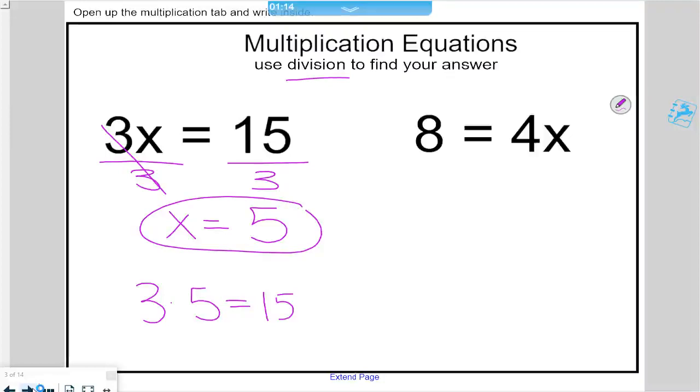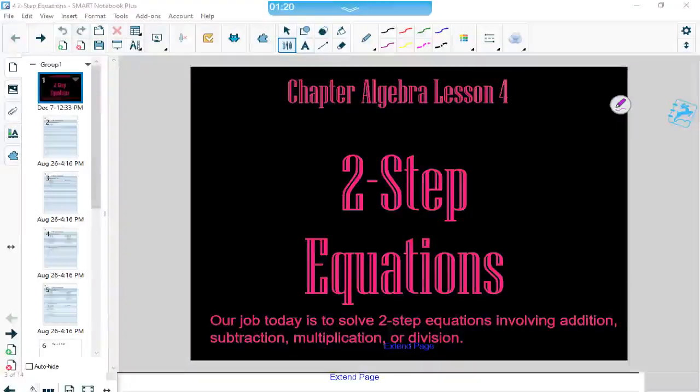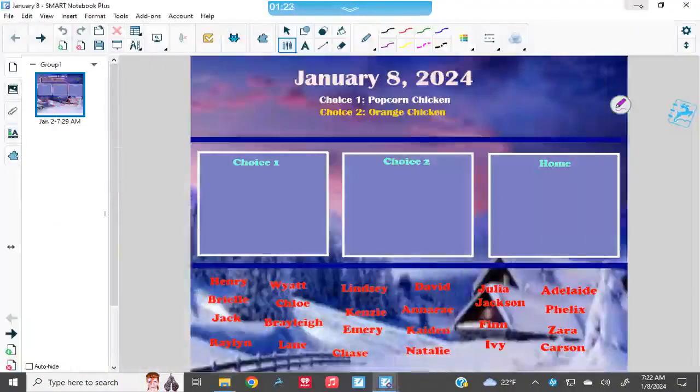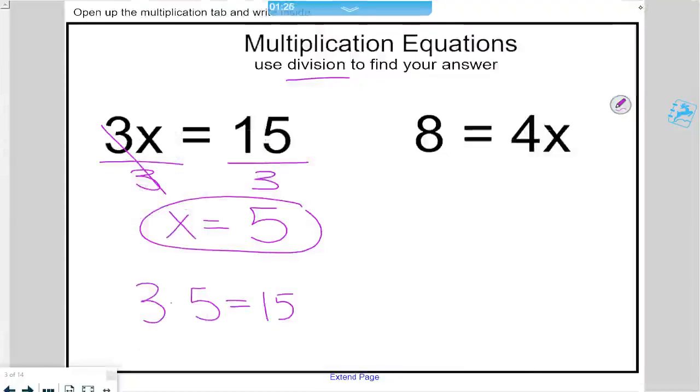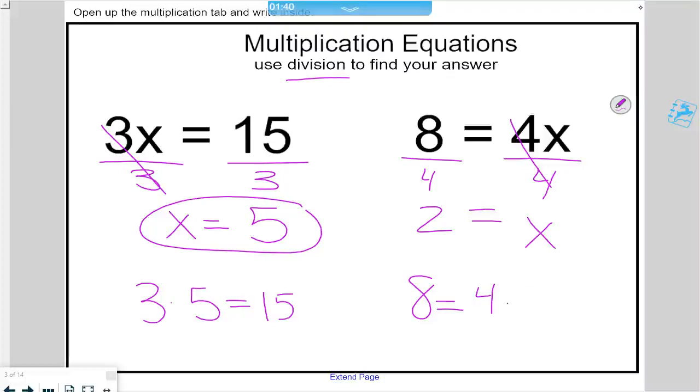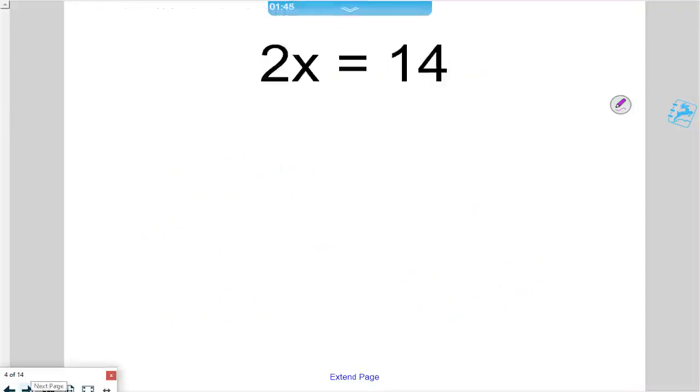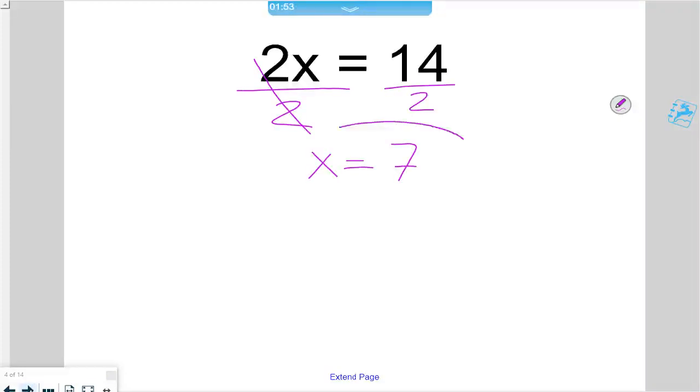8 equals 4 times x. We don't want that. Or that. Or that. All right. 8 equals 4 times x. So we're going to divide by 4. Leaves us with x. We're going to divide 8 by 4, and we get 2. So if we redo this one and we say 8 equals 4 times 2, we know that that is correct. So we have 2 times x, 2x equals 14. We're going to divide by 2. X equals 14 divided by 2 gives us 7.